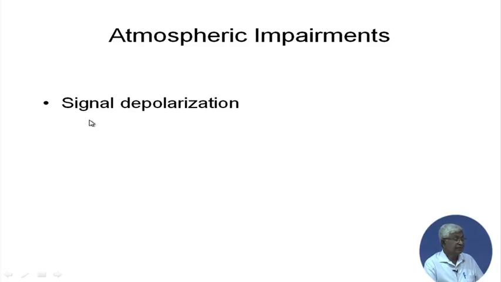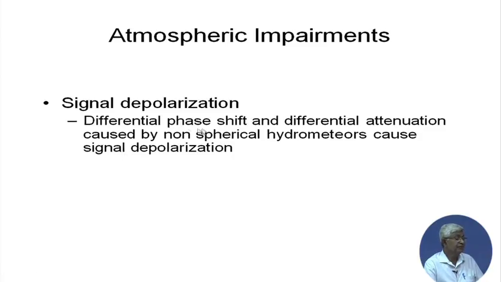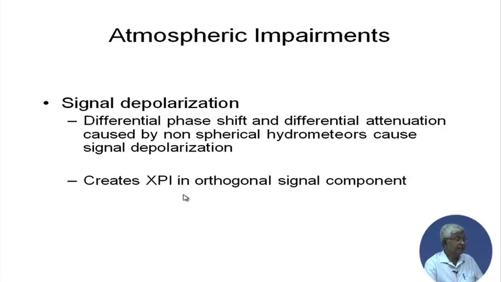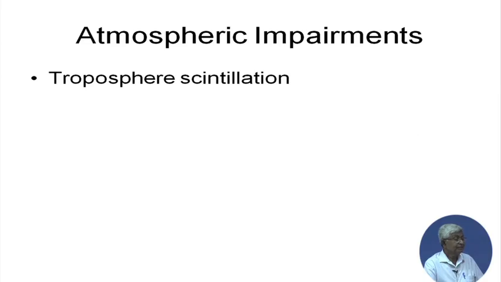Then another effect is signal depolarization. We have seen raindrop depolarization, differential phase shift and differential attenuation caused by non-spherical hydrometeors causing signal depolarization. And it creates cross-pole interference in the orthogonal signal component, obviously, because your polarization has changed. So the cross polarization effect will be there if there is an orthogonal polarization communication going on in the same path.